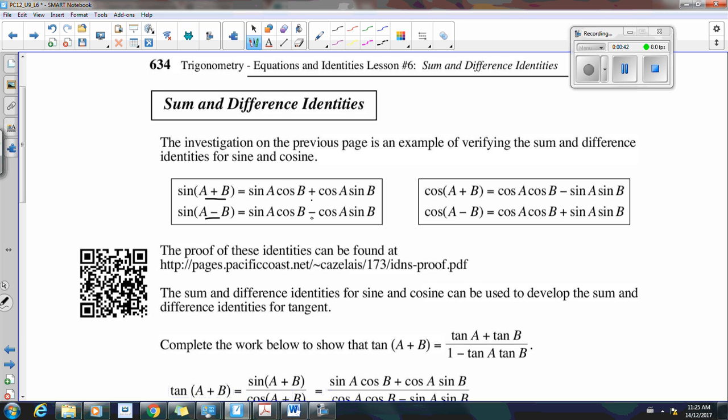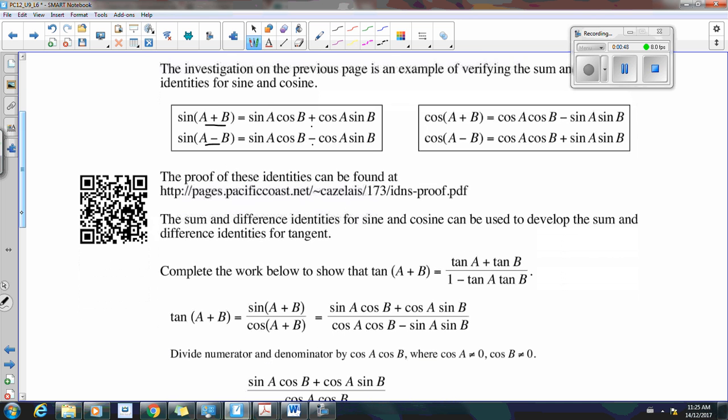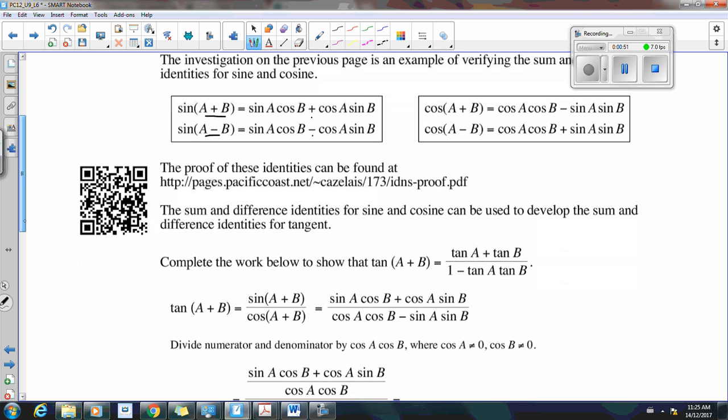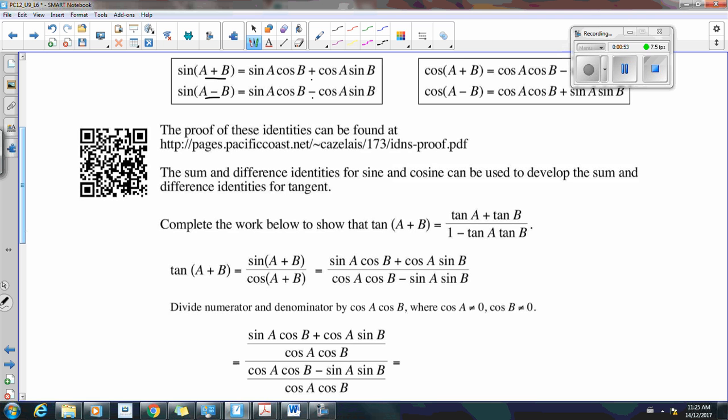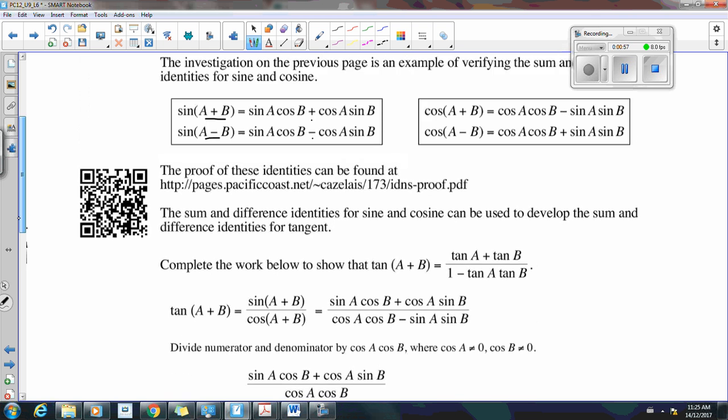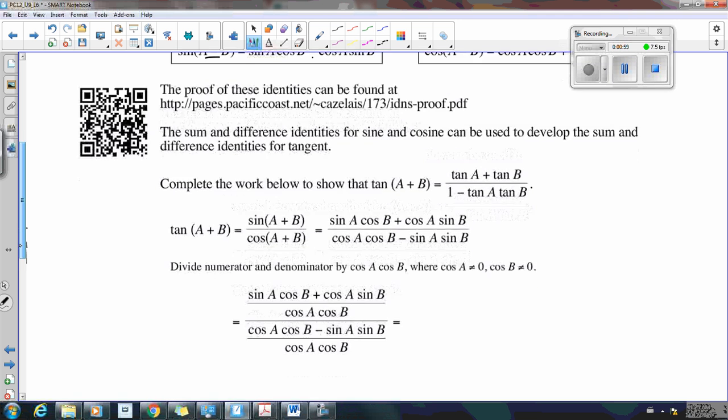Notice the equations are all quite similar. Some have plus signs, some have minus signs. So make sure you read these closely on your formula sheet when you have to use it. The proofs of these are available. They're not the easiest of proofs, which is why they're just on the formula sheet.